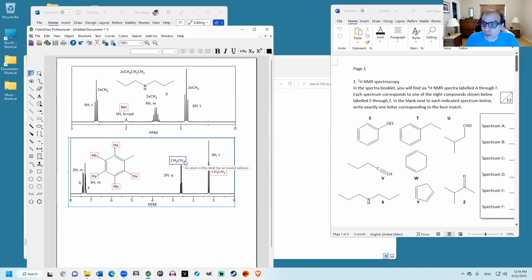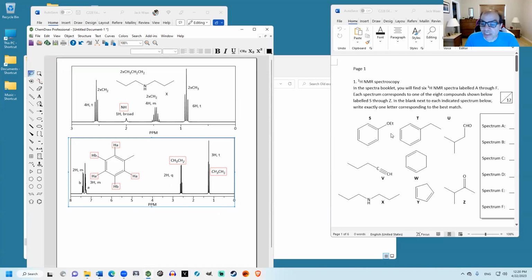We need to ascertain whether that CH2 group is attached to an oxygen or not. Because in compound S, the CH2 is attached to an oxygen. In compound T, the CH2 is connected to the benzene ring. And so the way we know is by the chemical shift. If you look at where the CH2 group shows up, it's at about 2.5. That's the right chemical shift for the CH2 to be attached directly to the benzene ring.